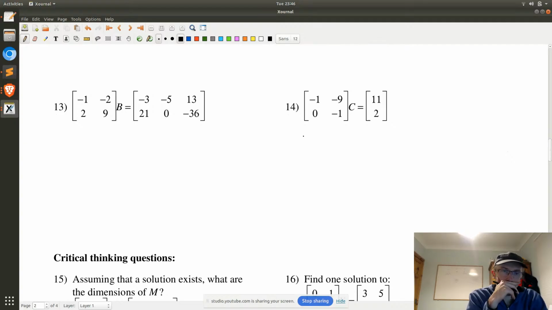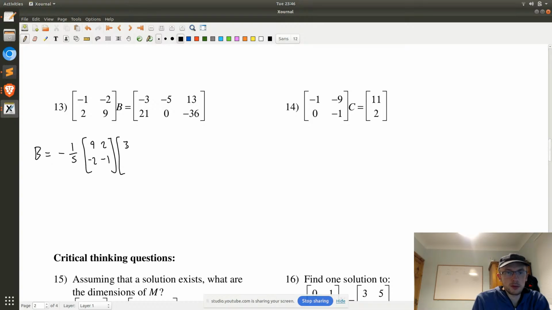Okay, so the inverse of this matrix over here. So we have negative 9 and negative 4. So negative 9 plus 4, which is negative 5. So negative 1/5. Swap the main diagonal. Negate the off diagonal. And multiply.